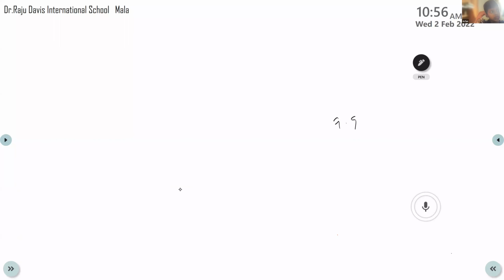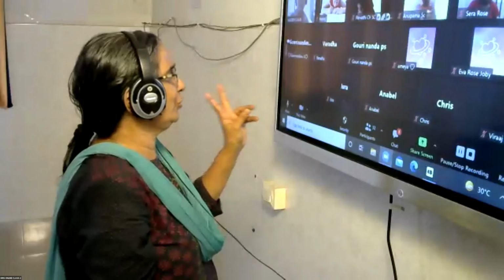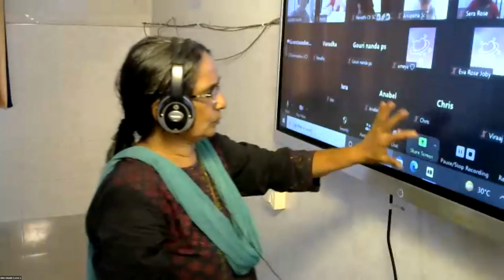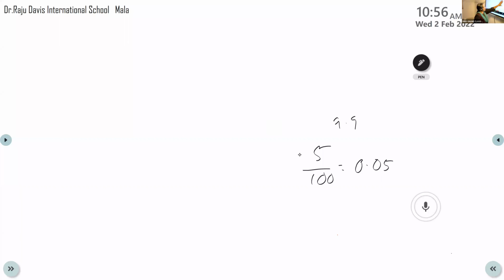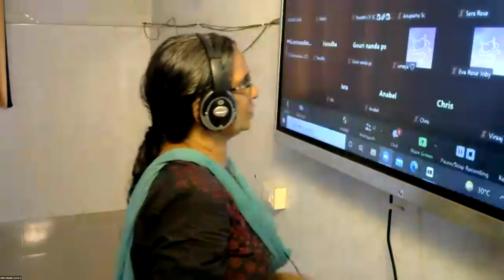For example, now 5 by 100. How will you write, Rohit? 0.05. Because only one digit, you need two digits. Okay, 0.05. 7 by 100. How will you write, Shivadhyan? Ma'am, 0.07. Because you need two digits, but here only one digit is there, so you should add zeros.